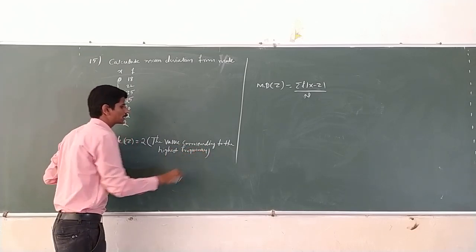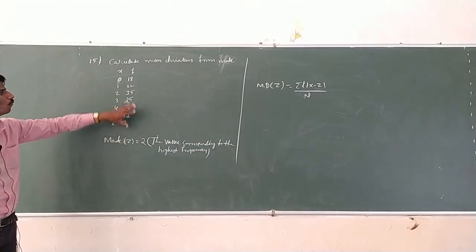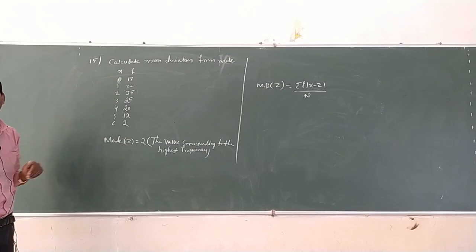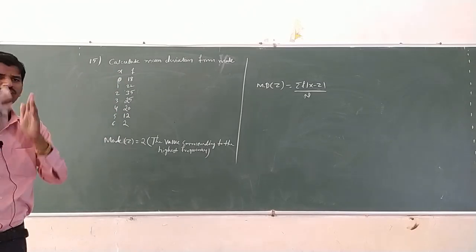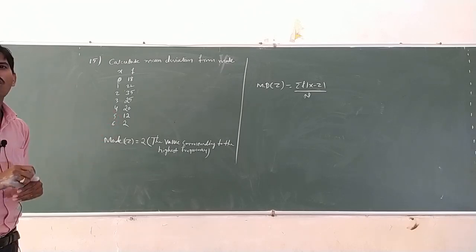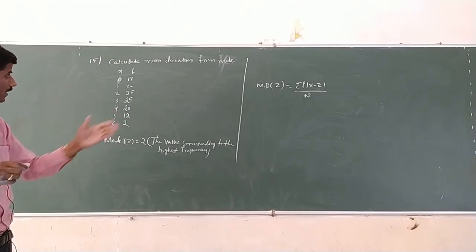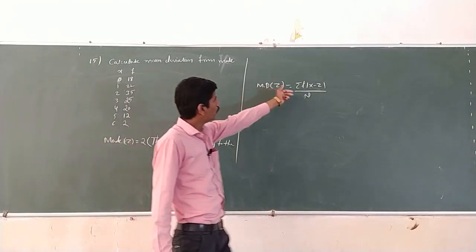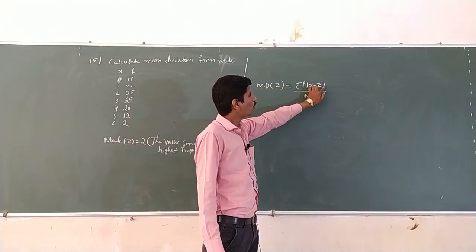The value corresponding to the highest frequency is the mode value. Suppose it is 45 minutes, the mode value is 3. The value corresponding to the highest frequency is the mode value, that is x. The value of x corresponding to the modal value or mode class value. Okay, then the next point is here the z value. Then we have to find mod of x minus z.